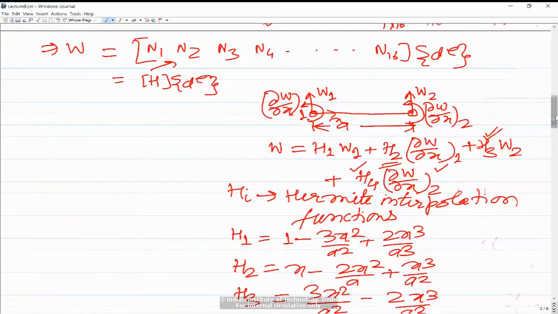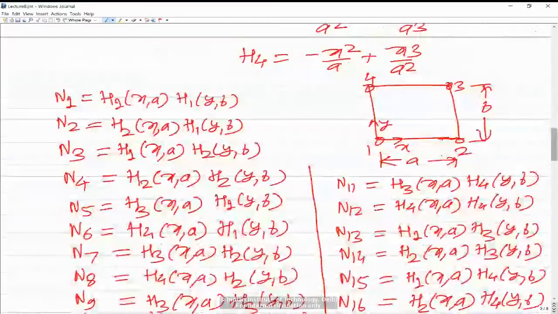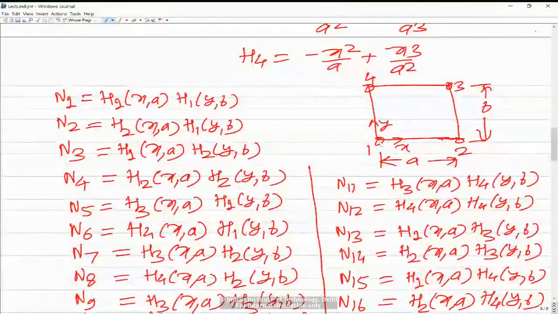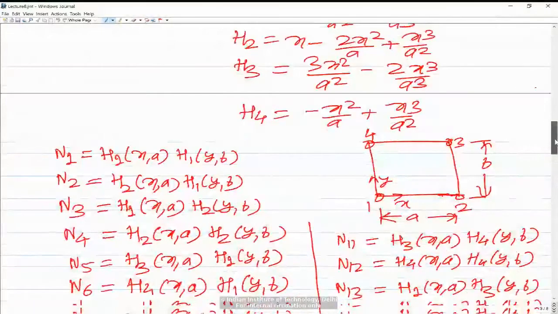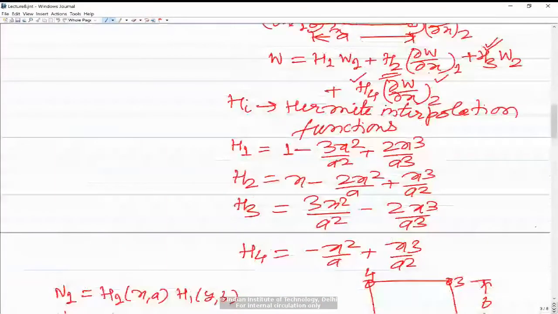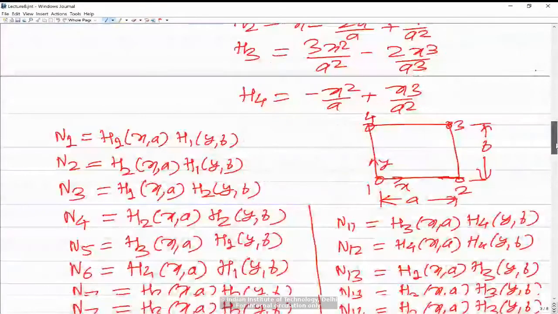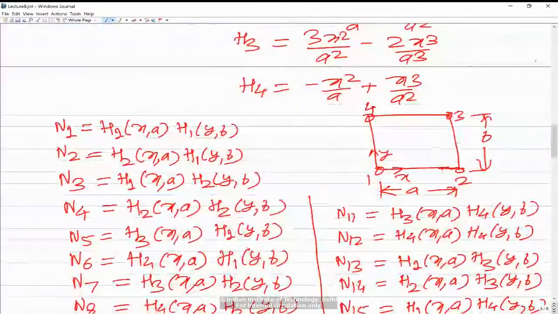So when you define N1, it is the first node along X, also first node along Y, and it is W, so no derivative. So H1 into H1. When you go for N2, it is the shape function corresponding to the del W by del X degree of freedom at node 1. So now it is the derivative with respect to X, so it corresponds to H2, because the H2 shape function goes with derivative. That is why this is H2 into H1 for N2.